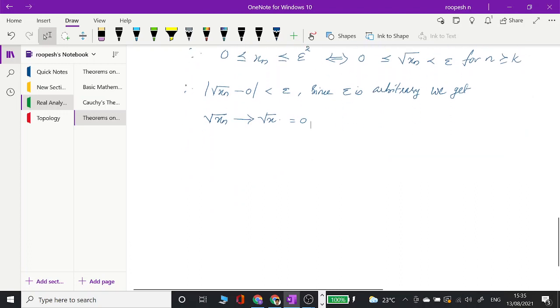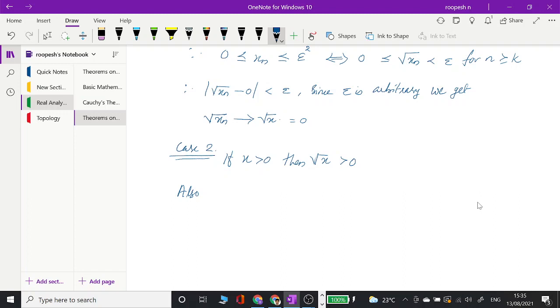Now, case 2. What do I want to assume? If x greater than 0, then root of x should be greater than 0. Also, we have modulus of square root of xn minus square root of x, and we want to show that it is less than epsilon for n greater than some constant value.